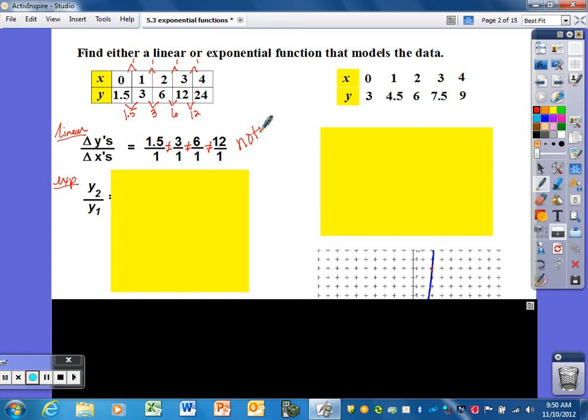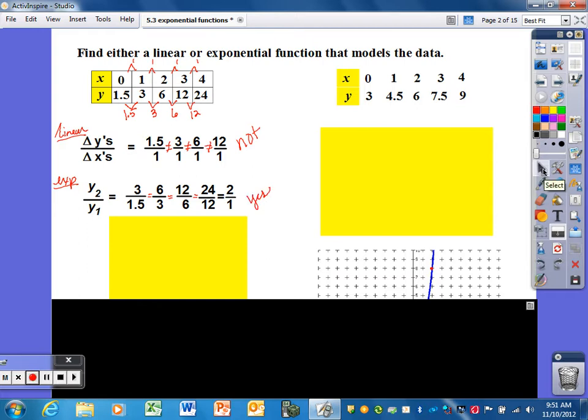So to test exponential, let's just take our second y value over our initial y value. So in this case, I would have 3 over 1.5, 6 over 3, 12 over 6, and 24 over 12. Are those constant? Yes, they all reduce to 2 over 1. So I know it is exponential. So that 2 then becomes our b value. And our a value happens where x was 0. So that occurs right here. So it is 1.5. So when I plug it into the equation, y equals a b to the x, a was 1.5, b was 2, raised to the x.